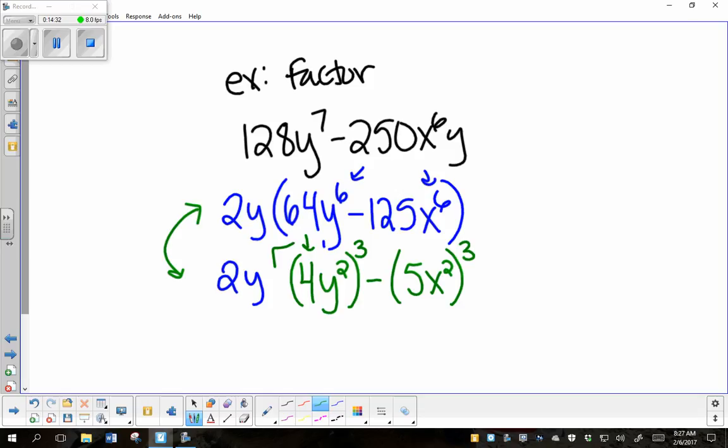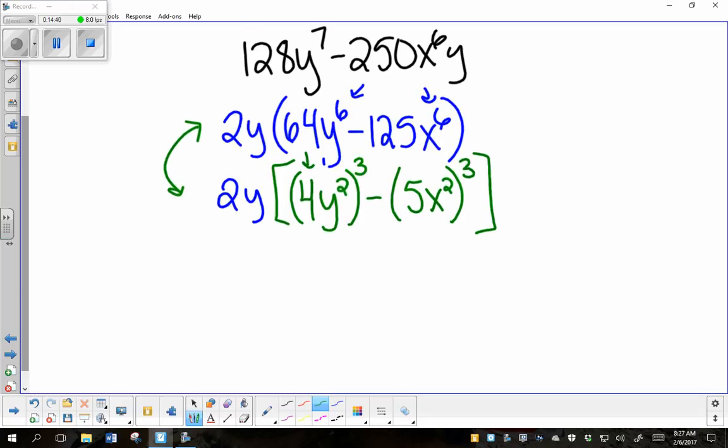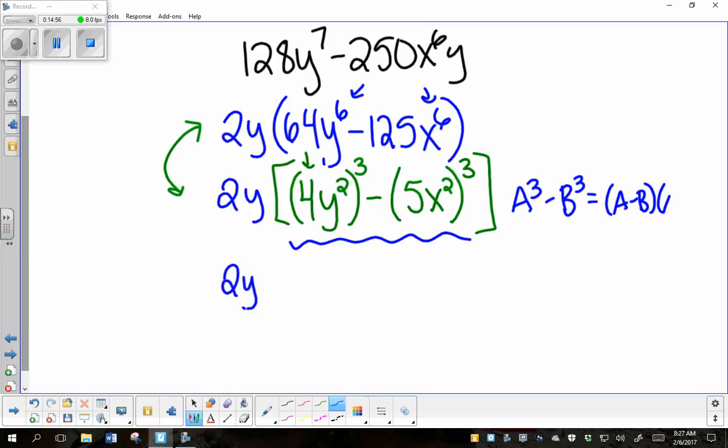Actually, technically I should have one more set of parentheses around here because that 2y is being multiplied to everything. So when I'm factoring this, here's what I would do. Write down the 2y because we don't want to forget that it's out there. And then we have a difference because it's a minus in here. We have a difference of cubes. So remember, if we have a cubed minus b cubed, that factors into a minus b times a squared plus ab plus b squared, and I'm running out of room over there.